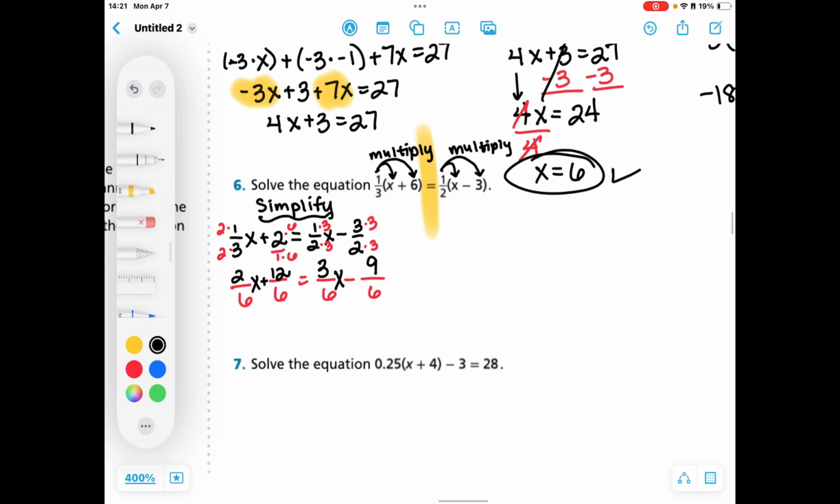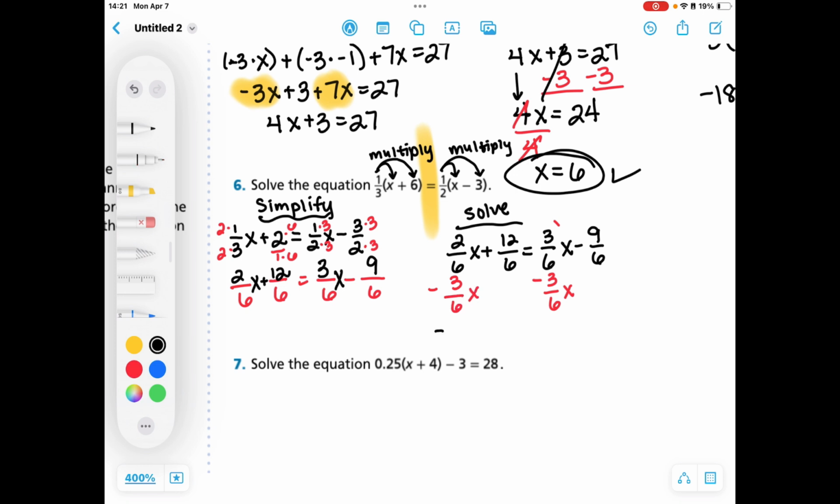Now that's all I needed to do in order to simplify. I can't do anything else. So now I need to go through the process of solving. So this is a 2 over 6x plus 12 over 6 equals a 3 over 6x minus 9 over 6. I'm going to start by getting all my x's to one side by subtracting a 3 over 6x to the left and the right.